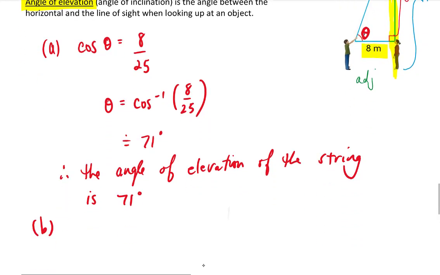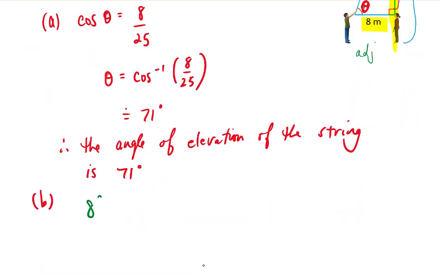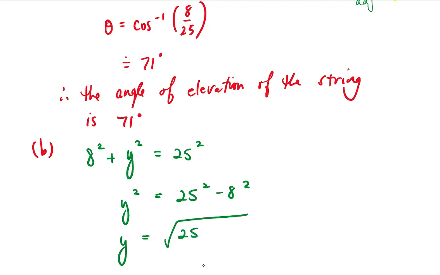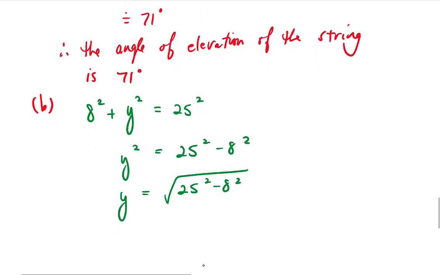So if we do that, we have that 8 squared plus, if we label the height of the triangle y, y squared has to equal the hypotenuse, which is 25, all squared. To solve for y, that's y squared equals 25 squared minus 8 squared. Again, this is Pythagorean theorem, just modified. And we're going to square root 25 squared minus 8 squared. And that'll give us the approximate height of the triangle in our diagram. And y is approximately equal to 23.7 meters.